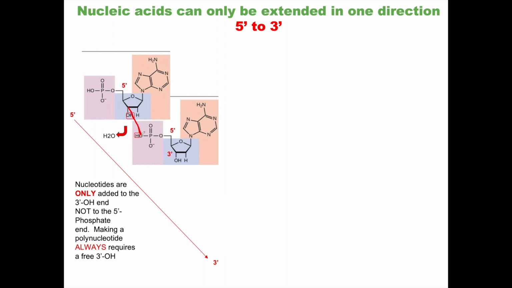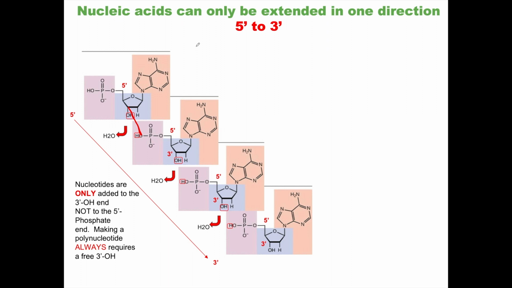Okay? So as you build the polynucleotide, you're going to bring the next nucleotide. And you notice that this new nucleotide always comes to this end of the growing strand. It's not added to the phosphate end. So the process continues. This is what happens in nature.